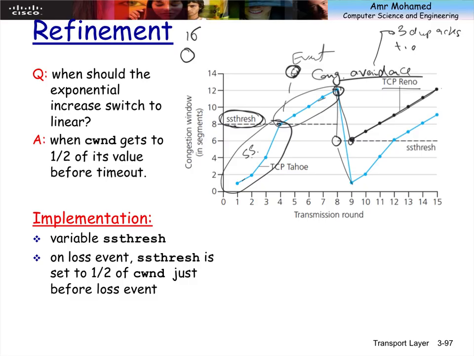Why do we call it slow start? It's a bit misleading, because even though it's called slow start, it goes very fast. Slow start means it starts from a very low number. It starts from 1, but it grows very fast. So that's the difference between them.